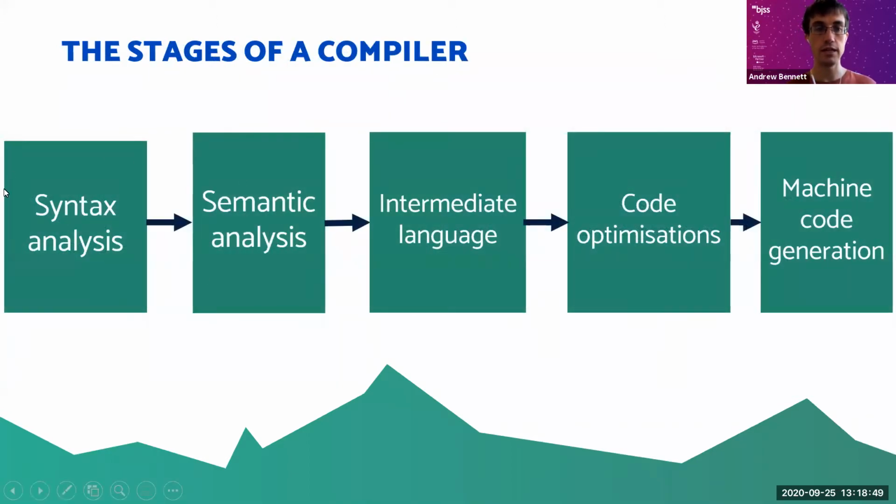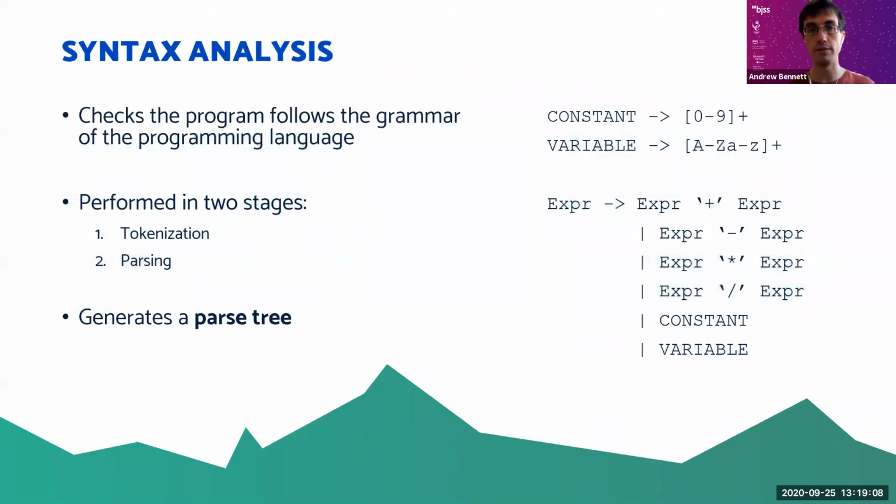Checking the program is valid is done by syntax and semantic analysis. The computational operations are produced using an intermediate language. We optimize that intermediate language using some optimizations, and finally we generate machine code, which is done here. So let's look at these in a bit more detail.